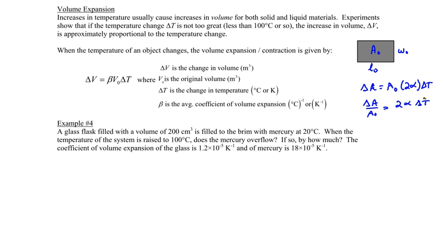And similarly, we know that the same thing would happen with volume. So the fractional change in volume would be equal to 3 times the linear coefficient of expansion times the change in temperature. Think of it as 3 dimensions. We typically replace this with a value of beta times delta T, and typically beta is approximately 3 times alpha, the coefficient of linear expansion.